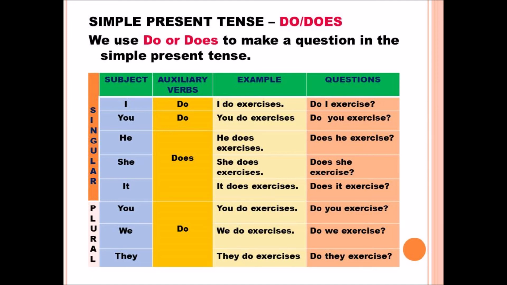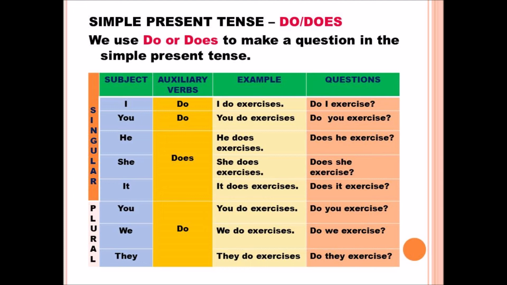In the first column we have subjects. In the second column, do and does are the auxiliary verbs. And here is an example of how we change a sentence into a question. For I, we have to use do. How do you form a sentence? I do exercises. How can we change it into a question? Do I exercise? Yes, I do exercise. So this is how we have to change.